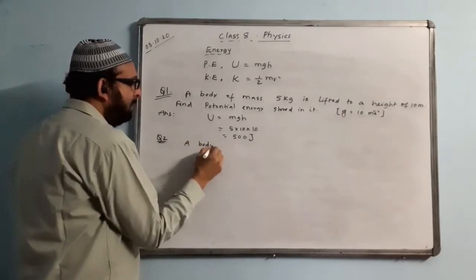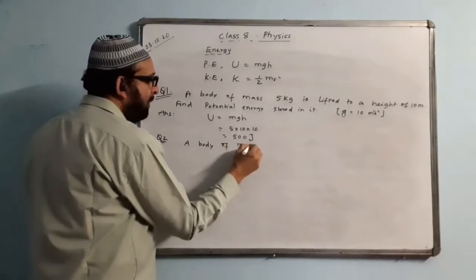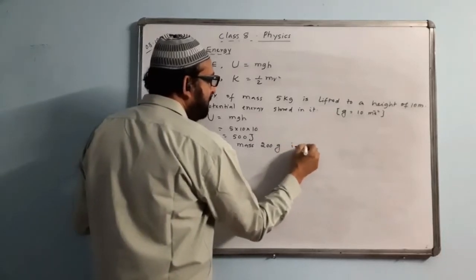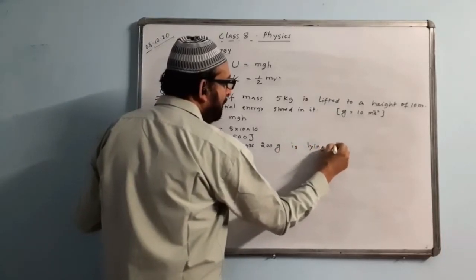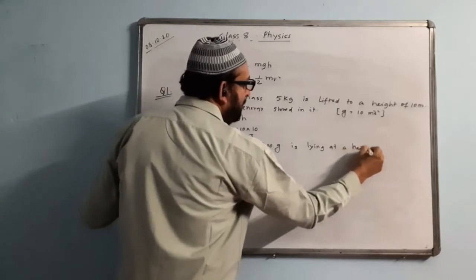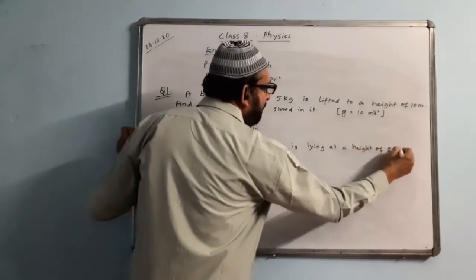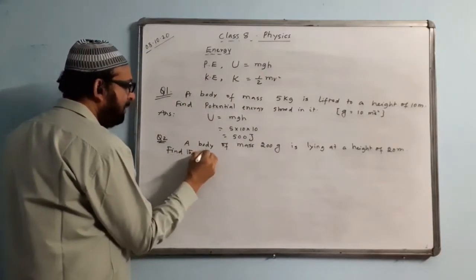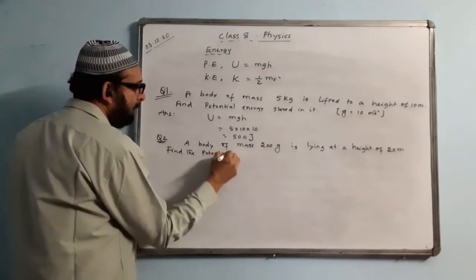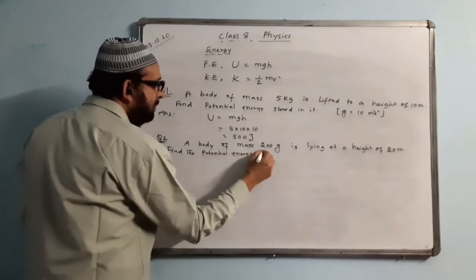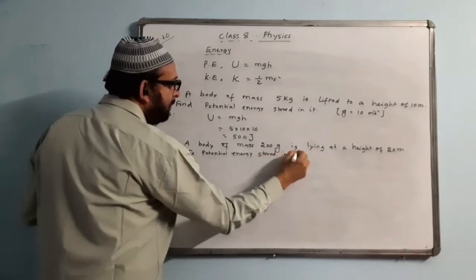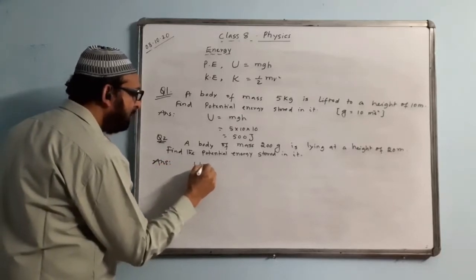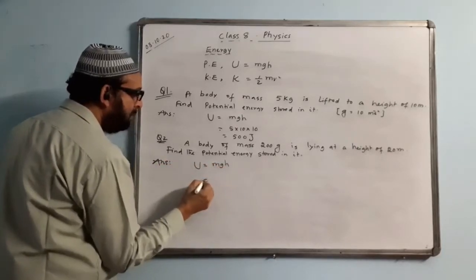A body of mass 200 gram is lying at a height of 20 meters. Find the potential energy stored in it. Answer. Potential energy formula, we will write U is equal to mgh.